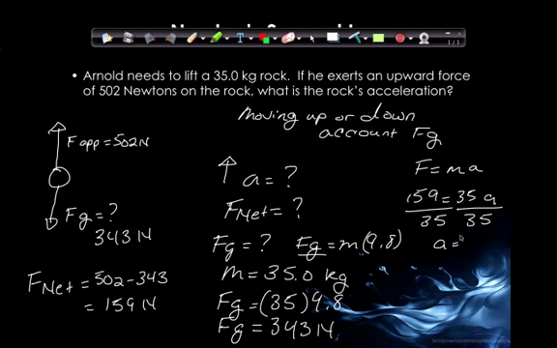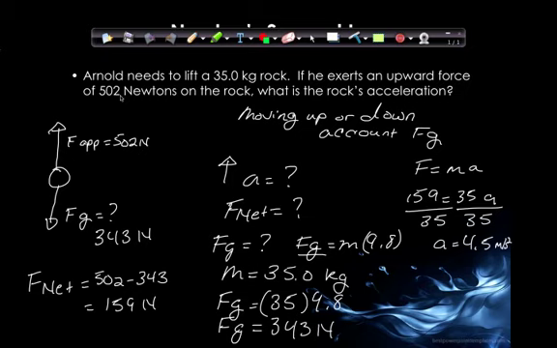So the acceleration is 4.5 meters per second squared. So this is my acceleration of the rock, and that's the acceleration going up on the rock. So because we're looking at up and down movement, we're going to account for force of gravity. So we need to look at both the forces being applied here. So the force of gravity, or the weight, and also the force that Arnold applies on the rock.